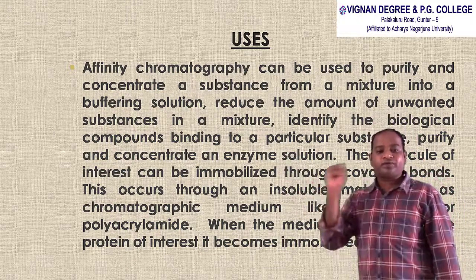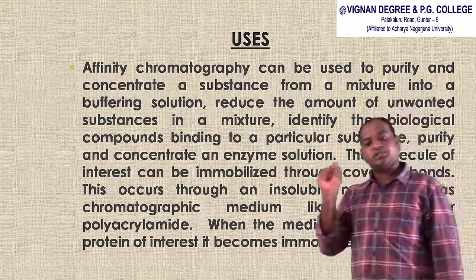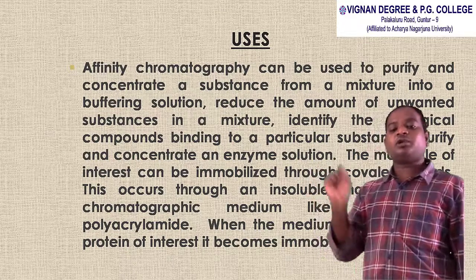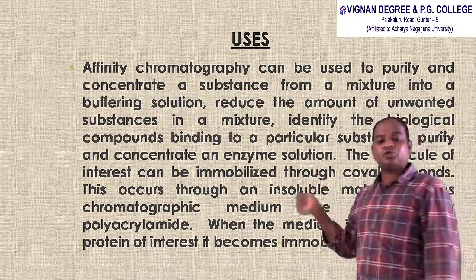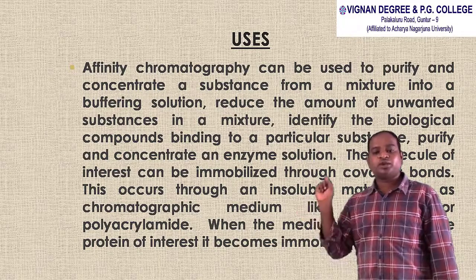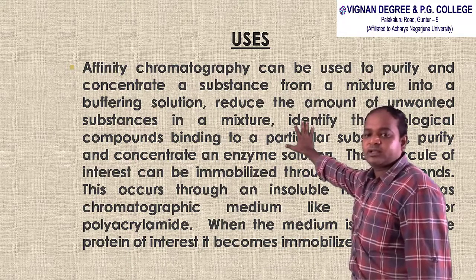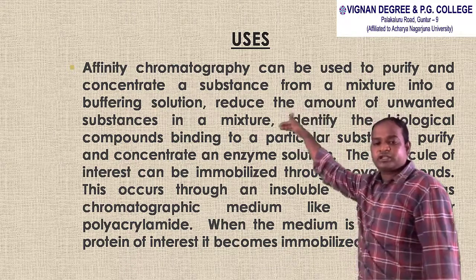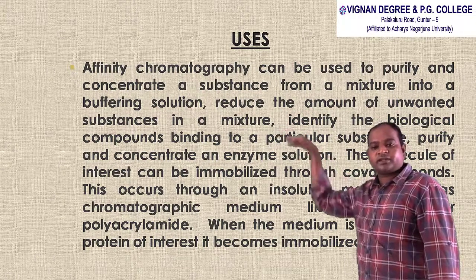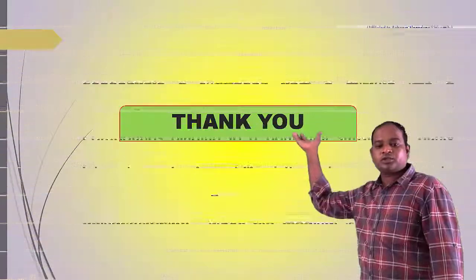The molecule of interest can be immobilized through covalent bonds. This occurs through an insoluble matrix such as a chromatography medium like cellulose or polyacrylamide. When the medium is bound to the protein of interest, it becomes immobilized. So in this way, we use affinity chromatography, separating molecules based on the affinity principle and removing the impurities.